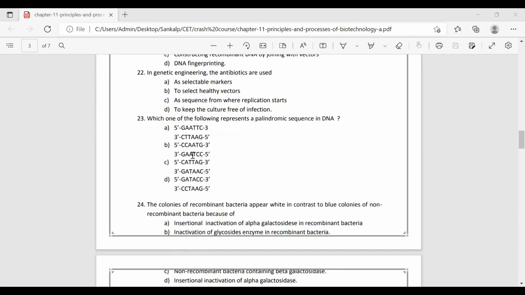23rd question. Which one of the following represents a palindromic sequence in DNA? Read the options by yourself and let me know the answer. A, ma'am. Option A, ma'am. Okay, good. Option A is the right answer.